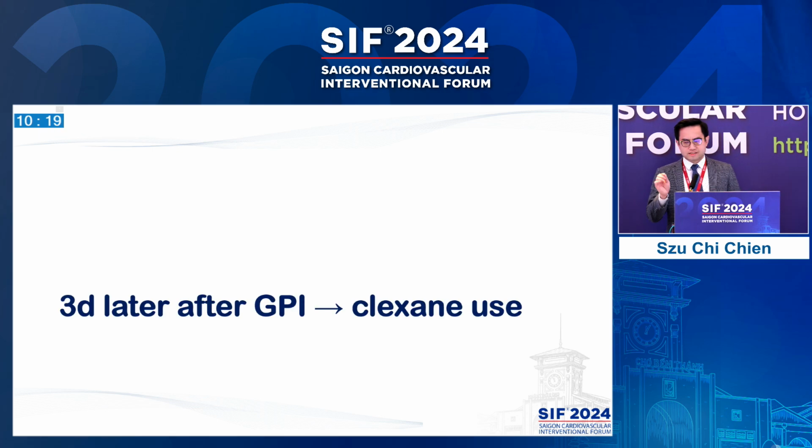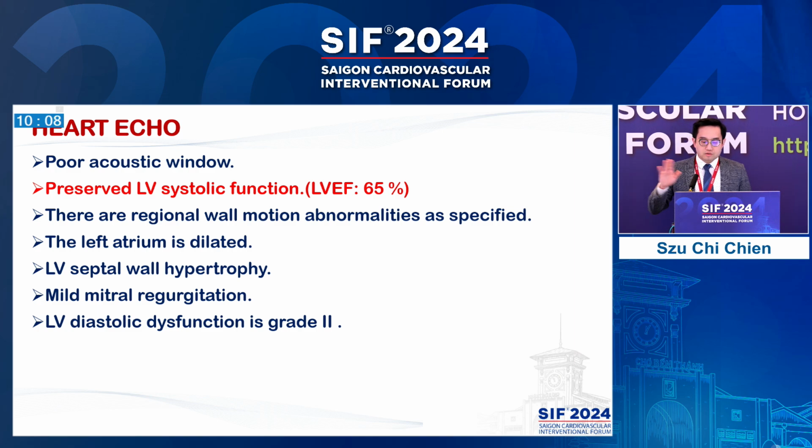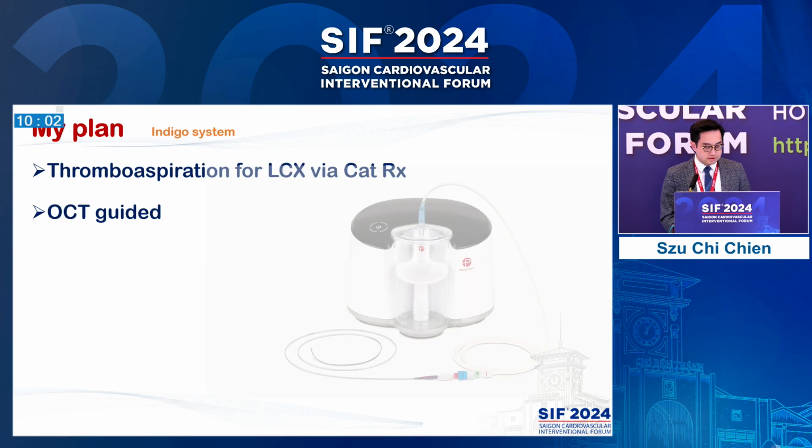Because the circumflex is quite large and there is still a lot of thrombus, I use some GPI, then use the Clexane for several days. Then within these 3 days, we do some exams for this patient. Heart echo is okay, as you can see.